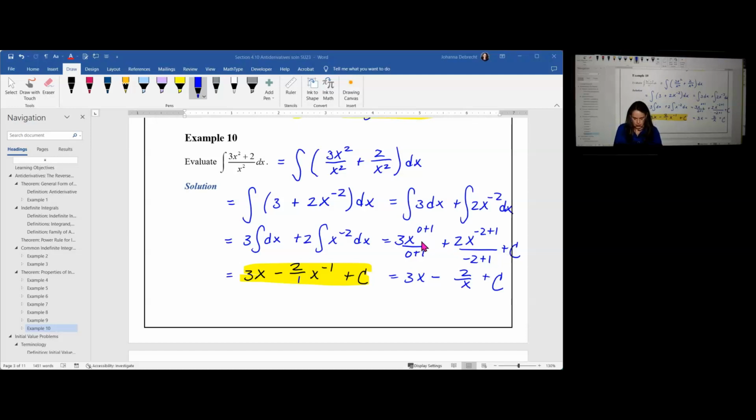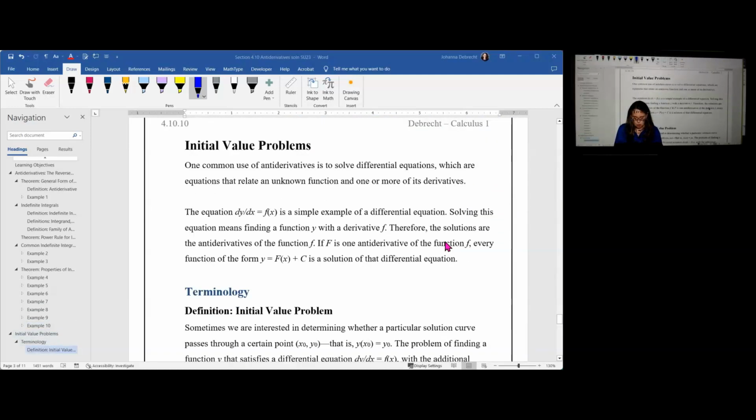Now that we've worked a lot of these examples, we want to talk about the situation we talked about at the beginning, where we might, for example, have an acceleration function and know something about the velocity at one point in time, and we want to find the velocity function. In other words, we want to solve what's called an initial value problem.